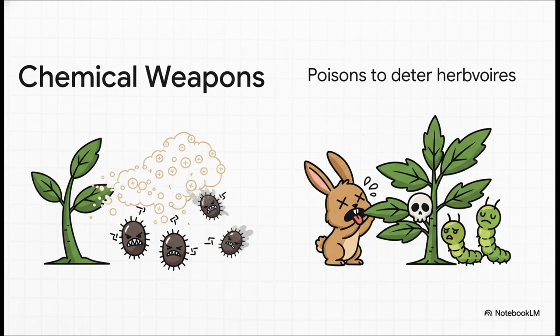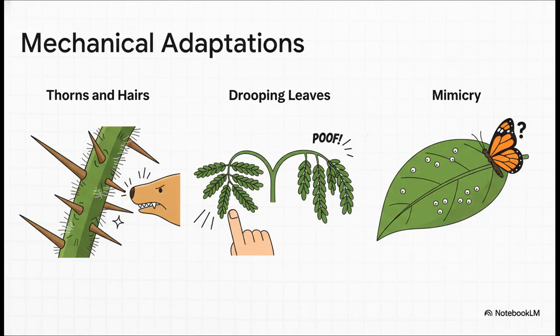Now, if a pathogen does manage to breach those physical walls, the plant unleashes its chemical arsenal. Some plants can actually produce their own antibacterial chemicals to kill invaders. Others produce poisons that make them taste disgusting, which is a pretty good way to stop animals from taking a bite. And finally, we've got the mechanical tricks, these clever physical adaptations.